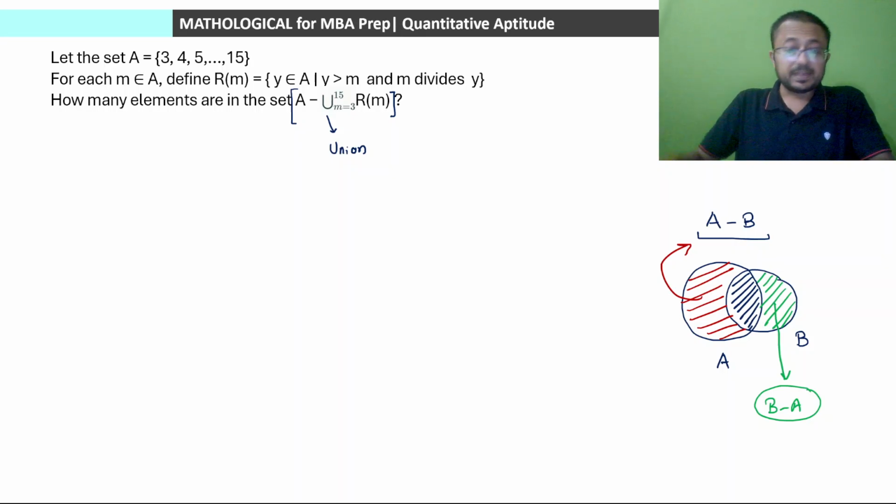सबसे पहले तो आइडेंटिफाई करते हैं कि हमारा each m element of A. तो फर्स्ट एलिमेंट क्या है? 3 है. फर्स्ट एलिमेंट इज 3, तो वी हैव टू डिफाइन R3, विल बी स्टार्टिंग विद R3. तो R3 में क्या होगा? R3 विल बी हैविंग y एलिमेंट ऑफ सेट A सच दैट y इज ग्रेटर देन m. और m इस केस में क्या हमने लिया? 3 लिया. m इज इक्वल टू 3 लिया है. तो y इज ग्रेटर देन 3 एंड 3 डिवाइड्स y.